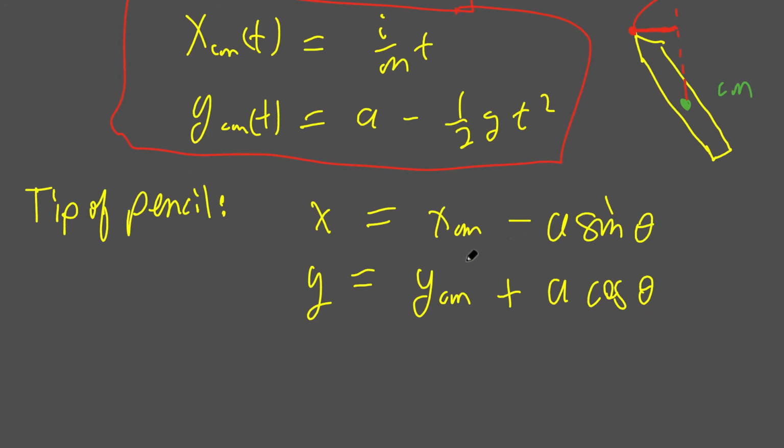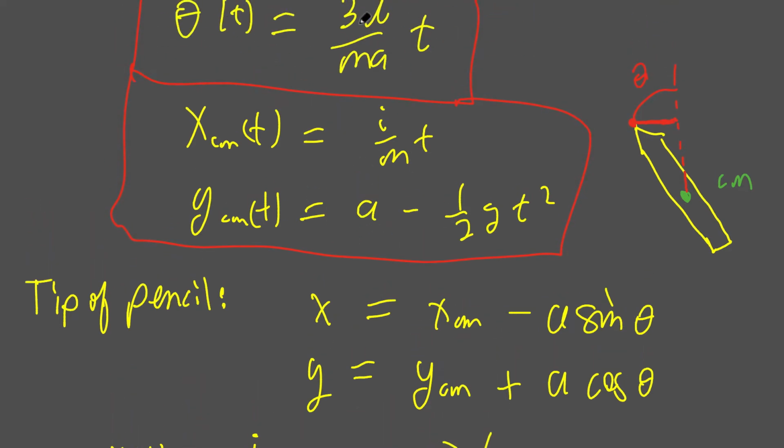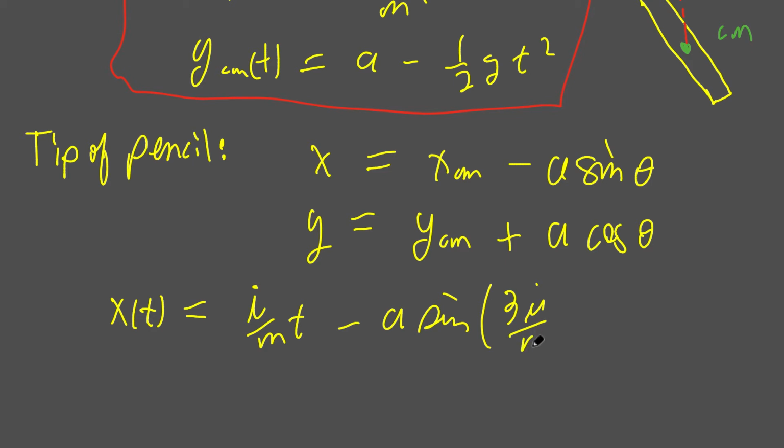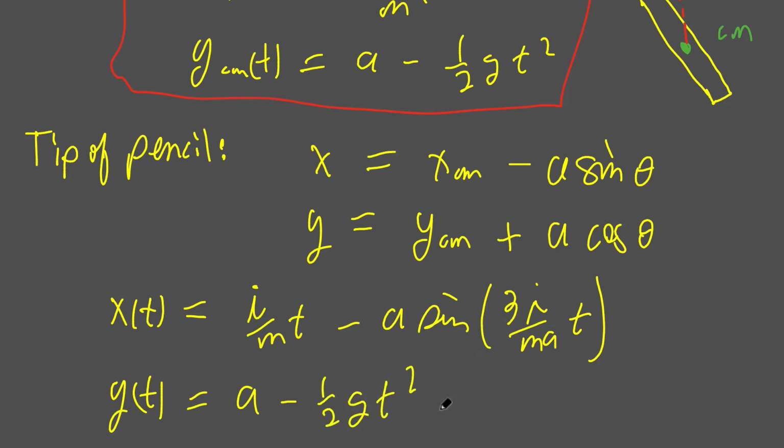So if we simplify these, we find x of t, and again this is for the tip, is equal to I over m times t minus a times sine of theta, and theta was 3I over ma times t. And then y for the tip is y center of mass, that's a minus 1/2 g t squared, plus a times cosine of theta, which is 3I over ma times t.